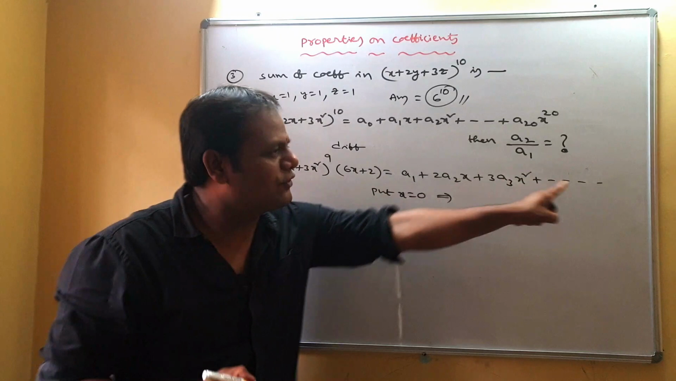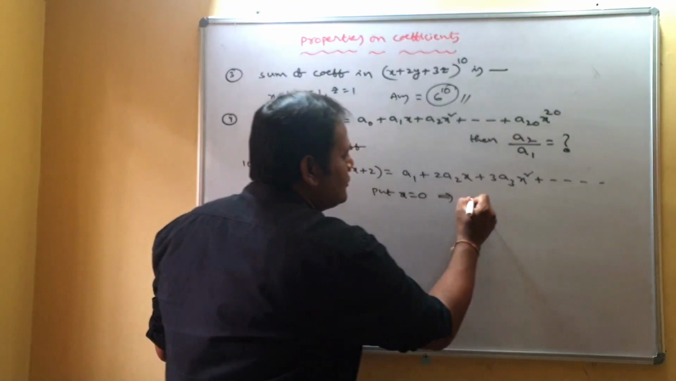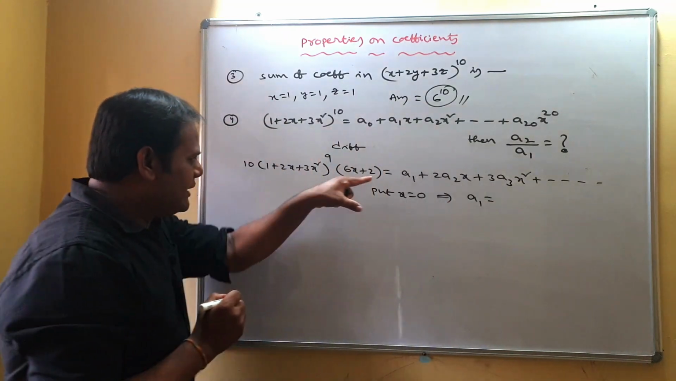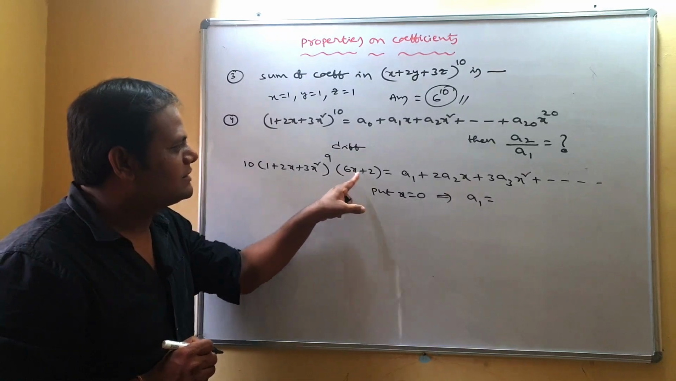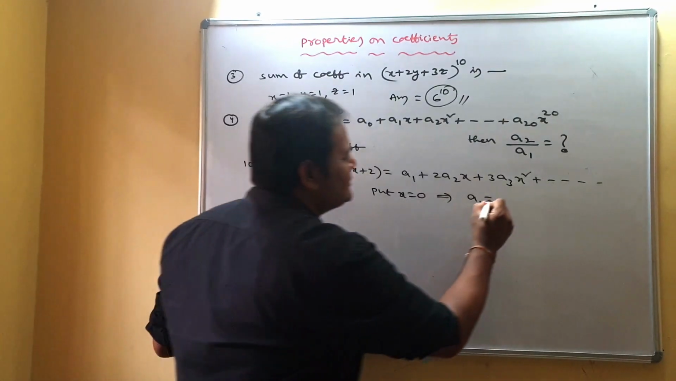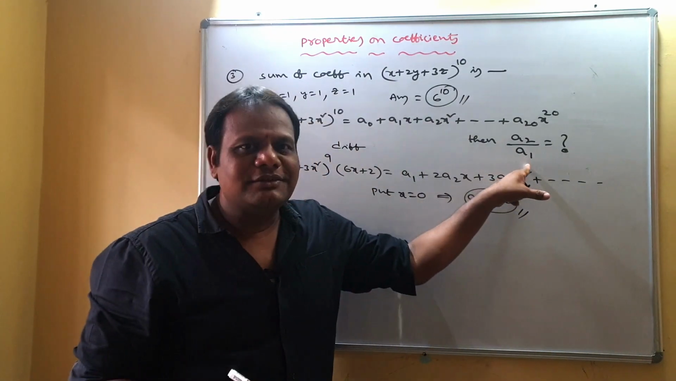What do we get, you tell? If you take x equal to 0, on the right hand side you are left with A1, is it? So A1 is equal to, take x as 0. If you take x as 0, it is 1, so 10. At x equal to 0, it is 2. 10 into 2, 20. Yes, we got the A1 value. The A1 value is 20.